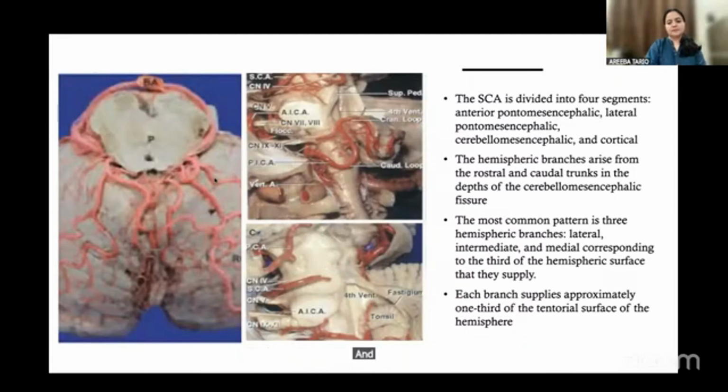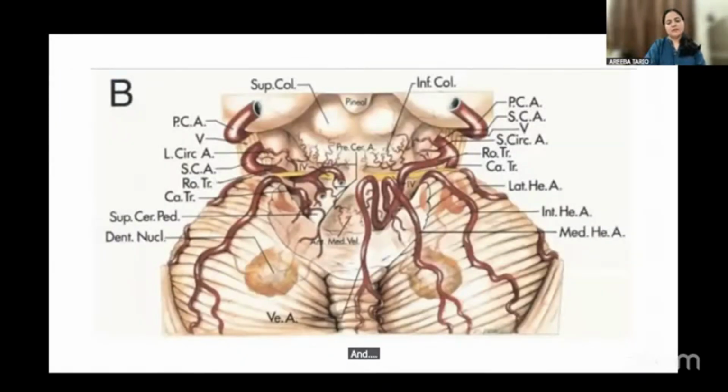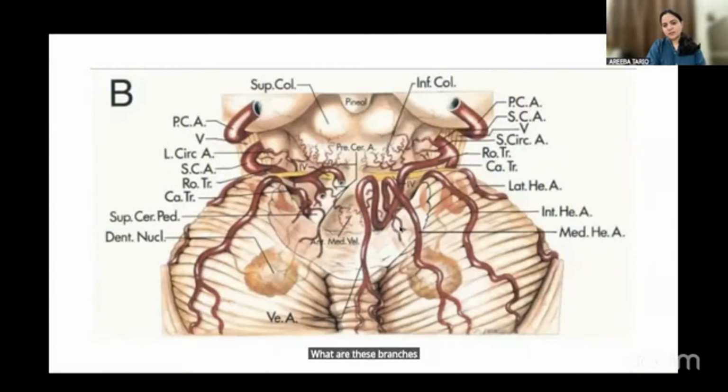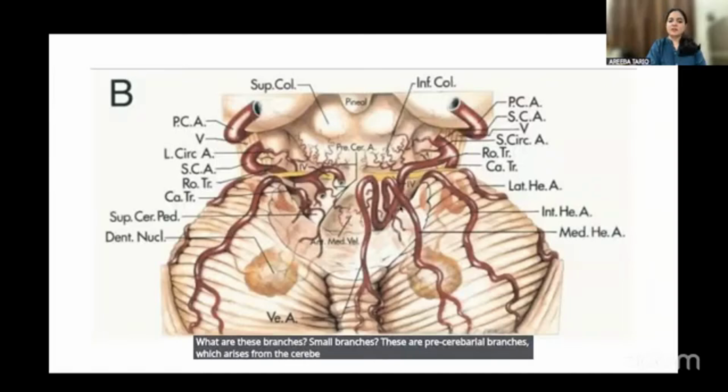And this is how it looks. This is the tentorial surface of the cerebellum, and as we can see, the hemispheric branches are lateral hemispheric, intermediate hemispheric, and medial hemispheric. And of course, this is the vermian branch, which is going to supply the vermis. What are these branches? Small branches. These are precerebellar branches, which arise from the cerebellomesencephalic fissure, and they supply the dentate nucleus.